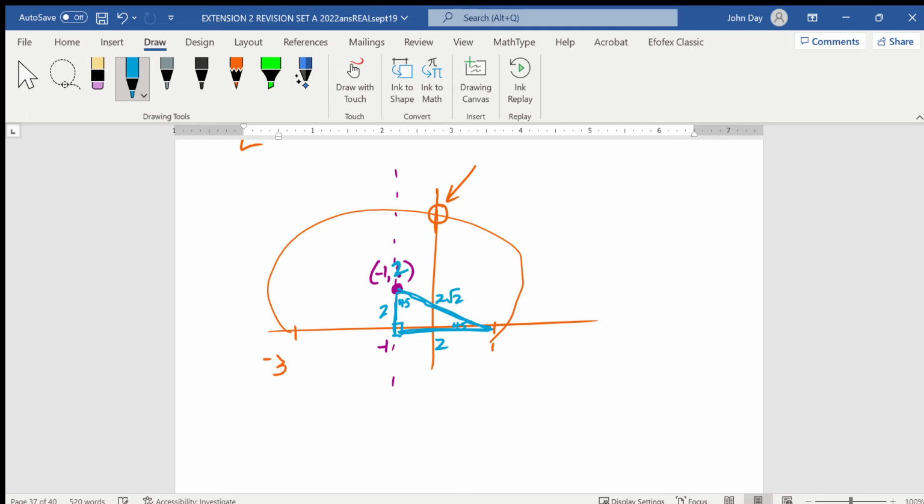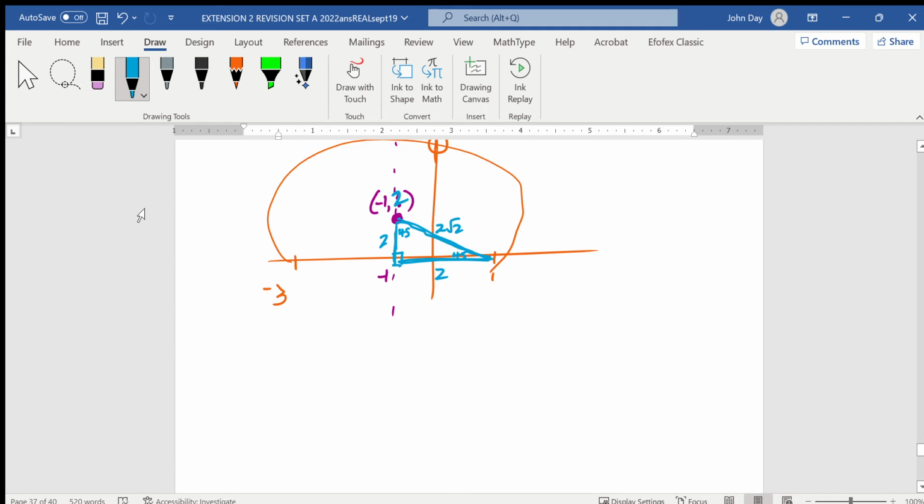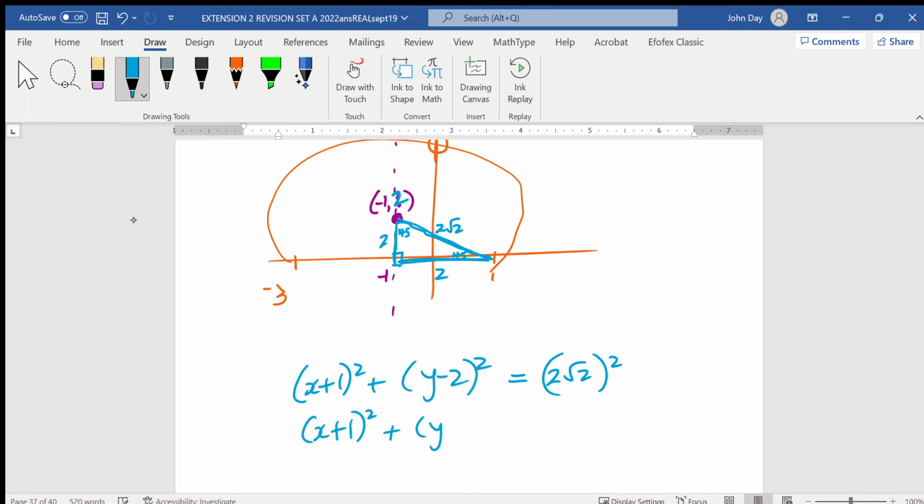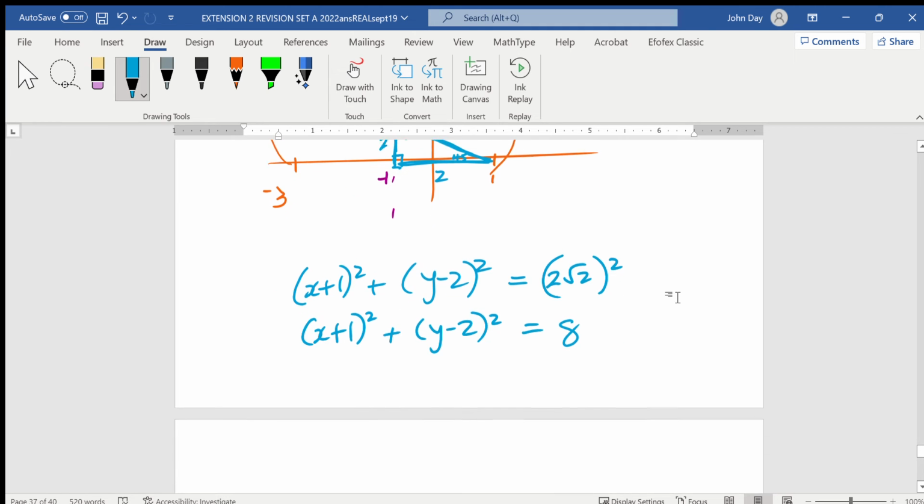So the center is minus 1, 2, and the equation will be x plus 1 squared plus y minus 2 squared equals whatever 2 root 2 squared is. x plus 1 squared plus y minus 2 squared equals 8. So that's the equation of the circle of which we're going to sketch that top part.